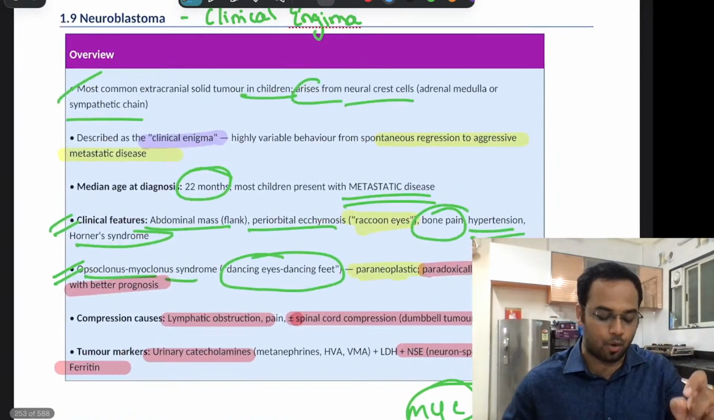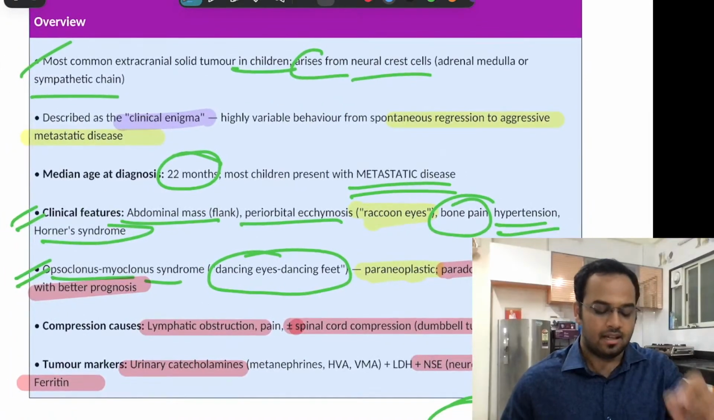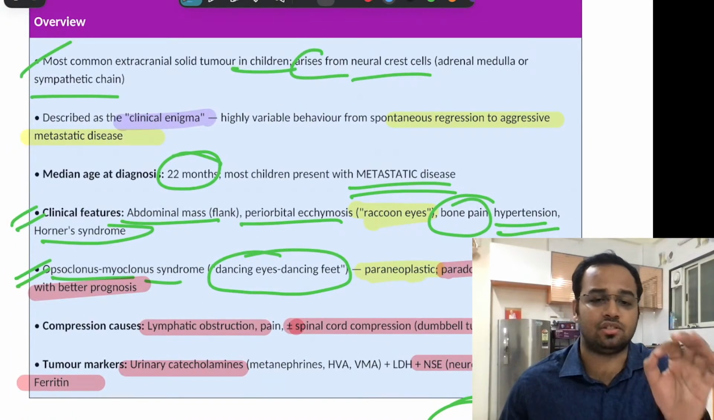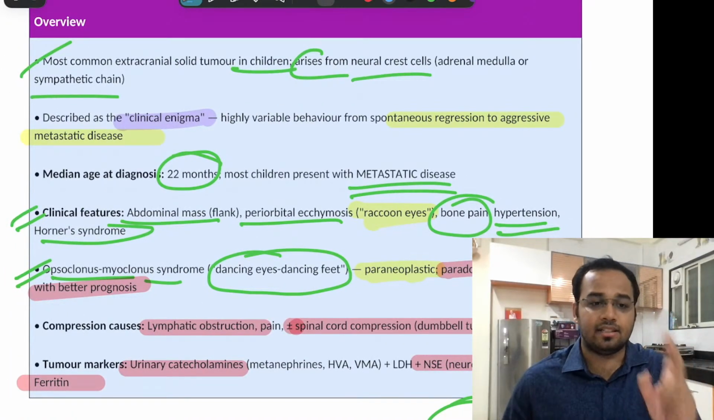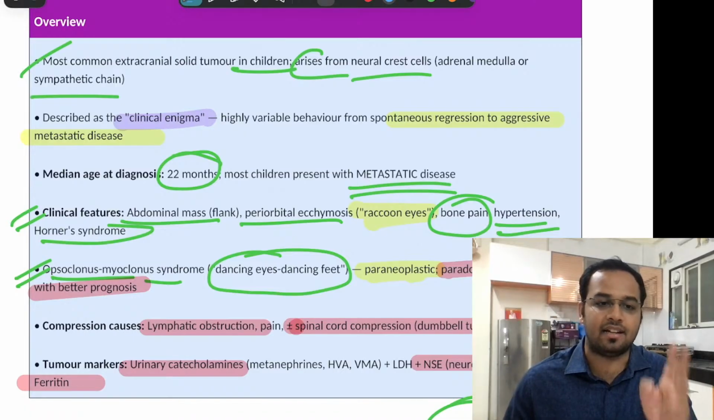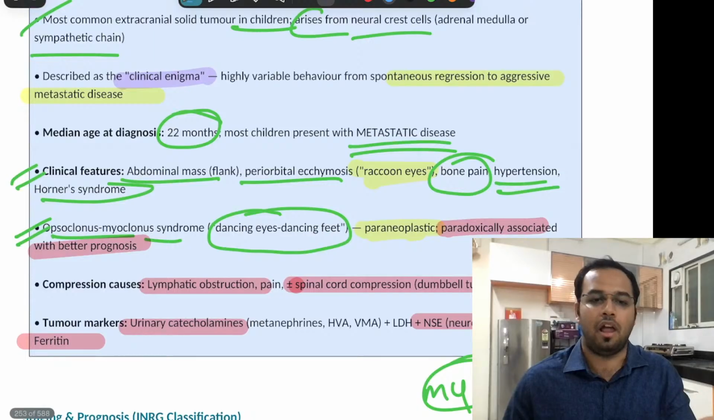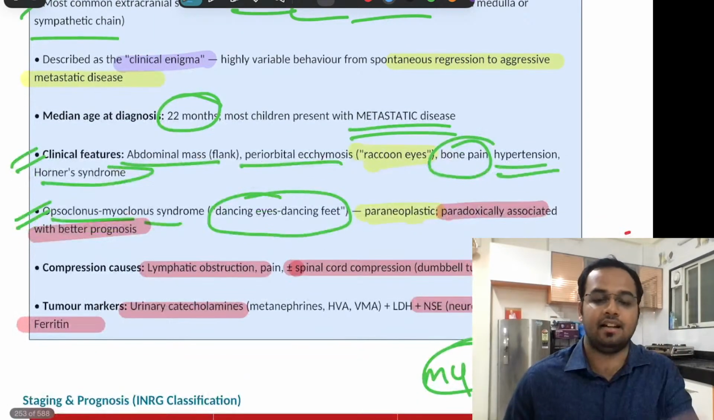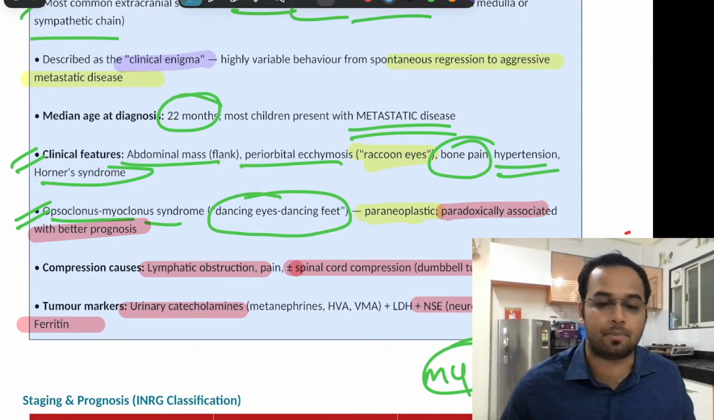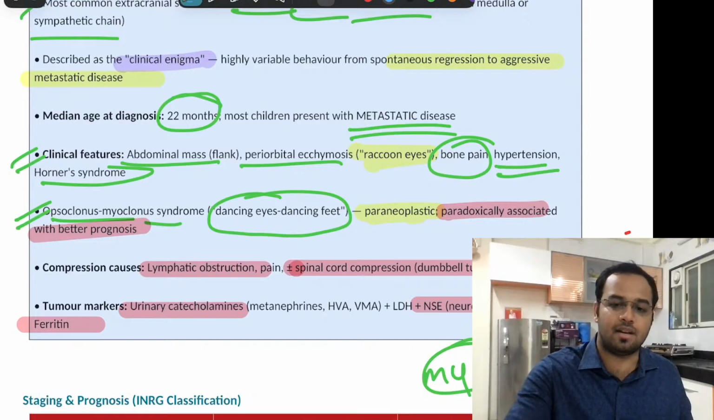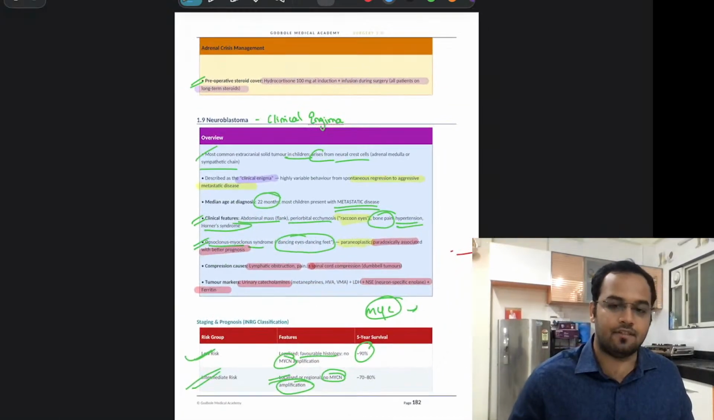These are typical MCQ points which are important. Always remember that this is the most common extracranial malignancy in the child. It is also associated with a clinical angina, and the third important thing is opsoclonus myoclonus syndrome, where the child has dancing eyes and dancing feet, and it is paradoxically associated with better prognosis. I hope it is very much clear. If it is clear, then we are going to move ahead.